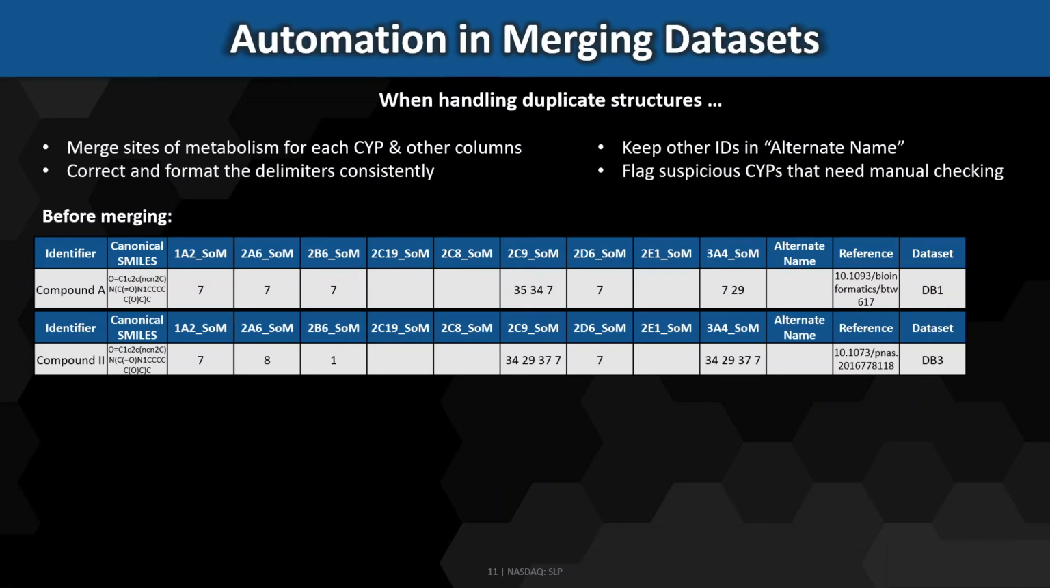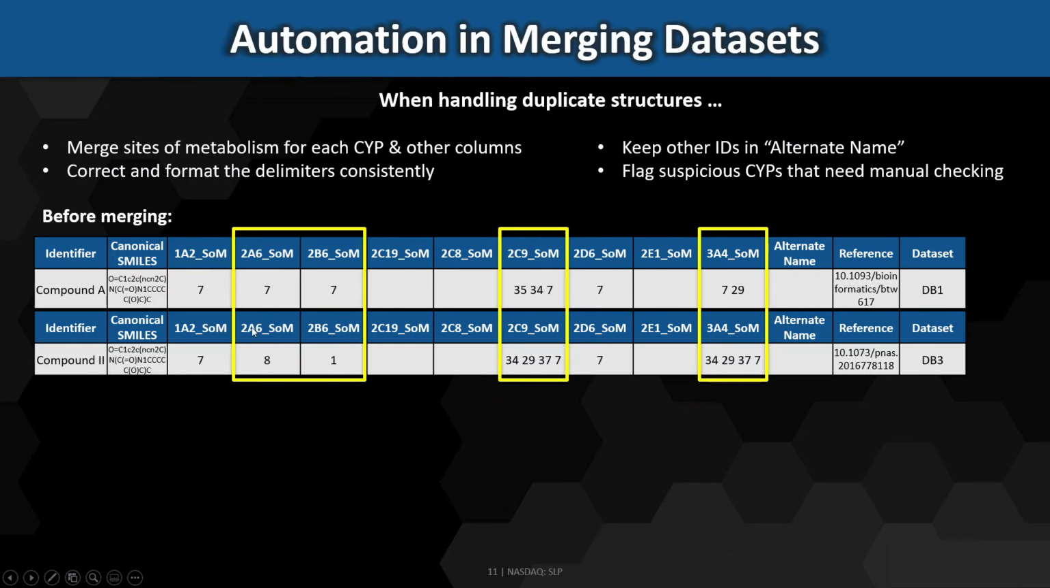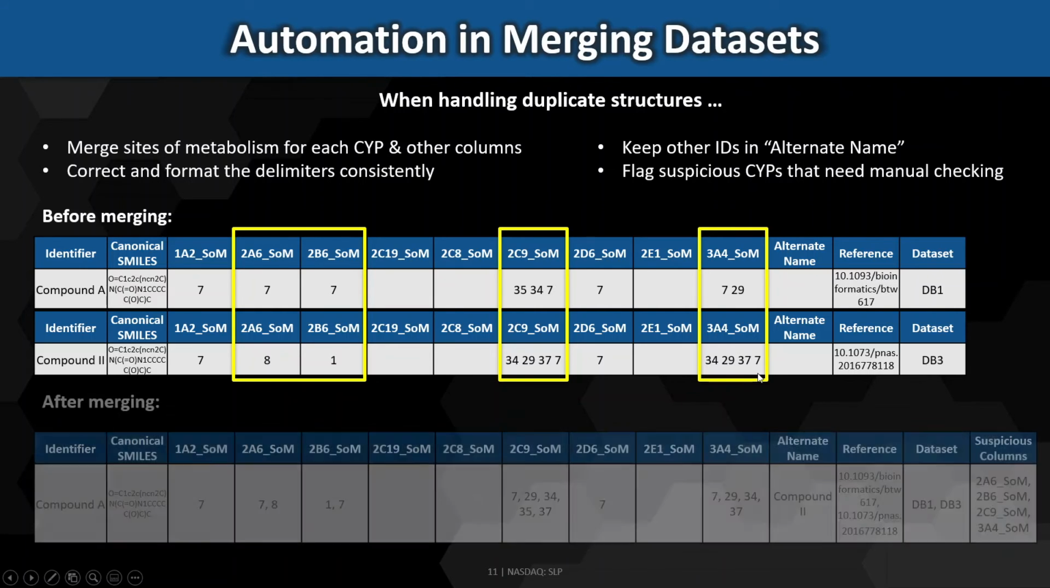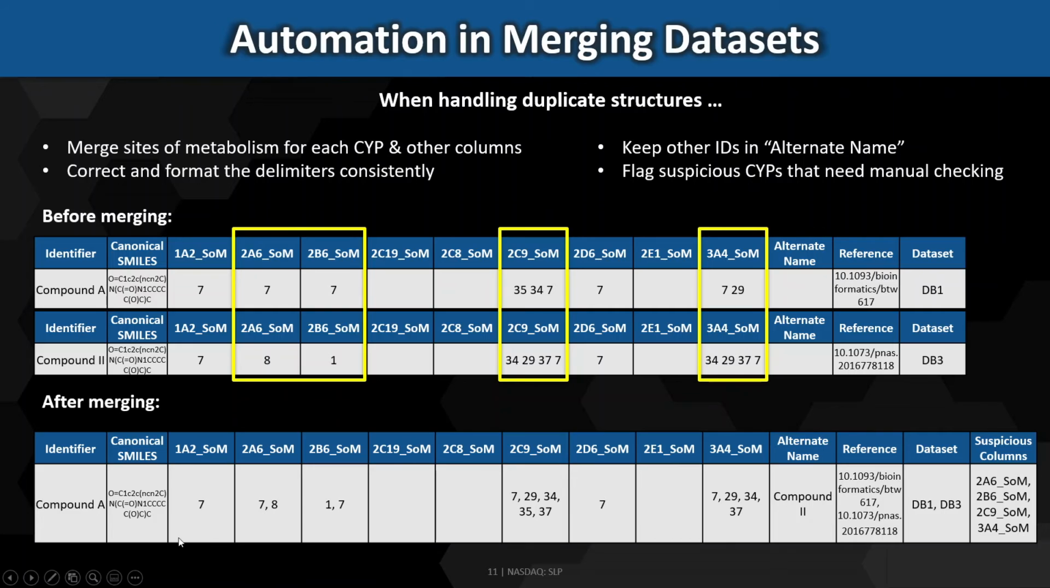Here is the entry from database 1 and 2. They are duplicate entries based on the SMILES, and as you can see, there are several conflicting sites. For example here, 78 for 2A6, 71 for 2B6, and there are more conflicts in 2C9 and 3A4 as well. So when we merge them, we combine the atomic sites for each CYP. It also sorts them and separates them by commas.